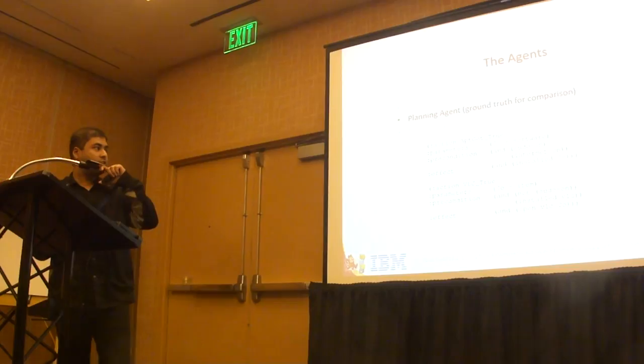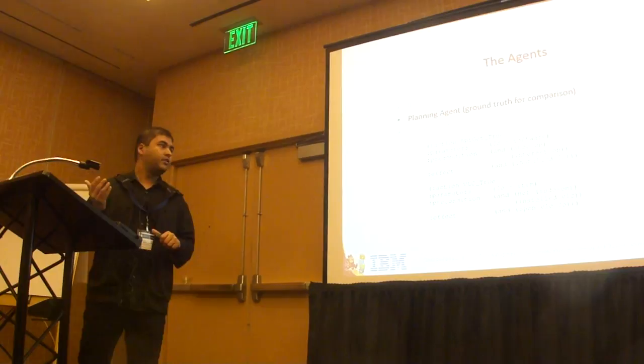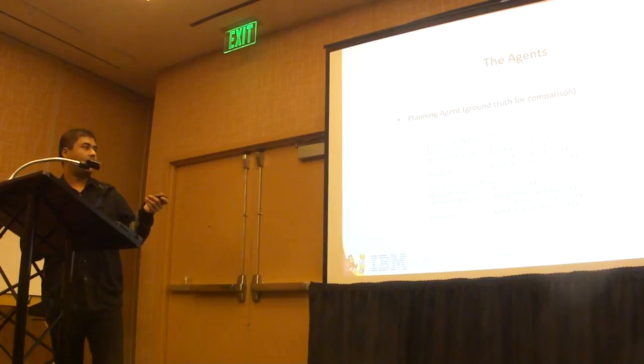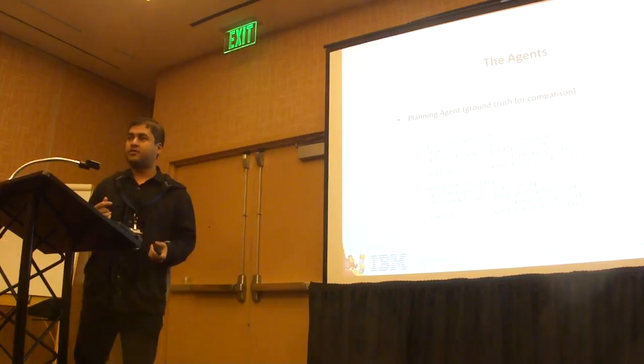The planning agent also has a handwritten domain model, which will serve as a ground truth. And this is an example of an install command. It needs sudo on and internet on as preconditions, and the effect will be that the software is installed.